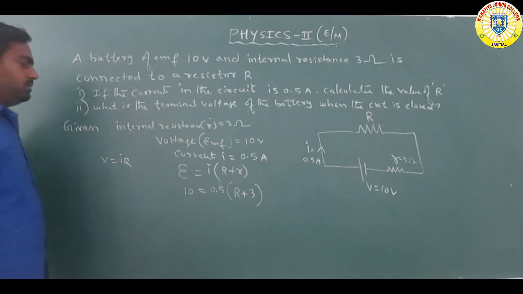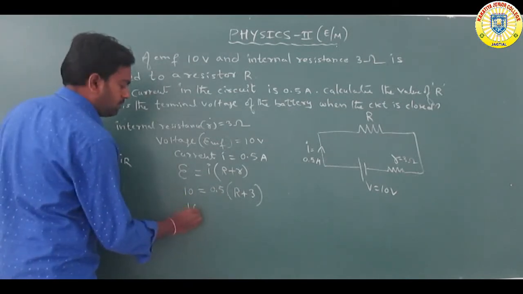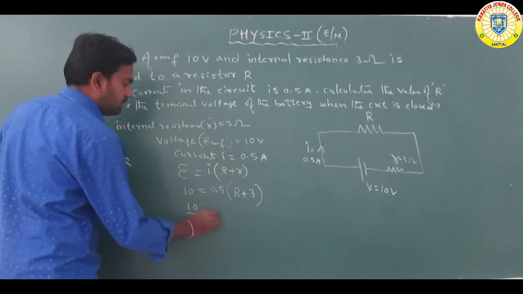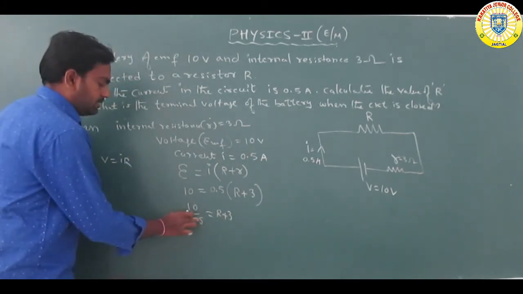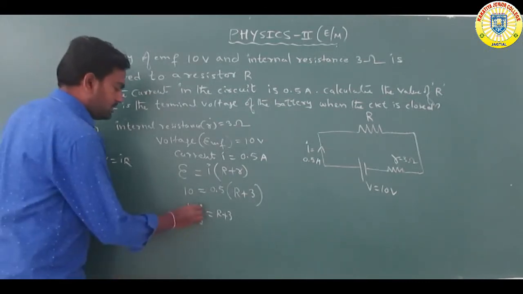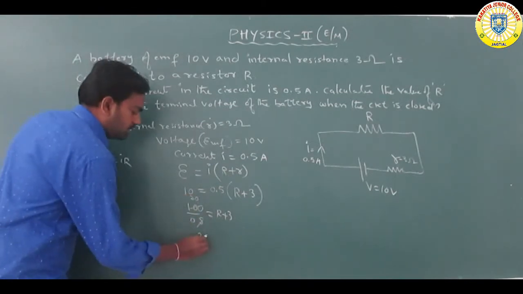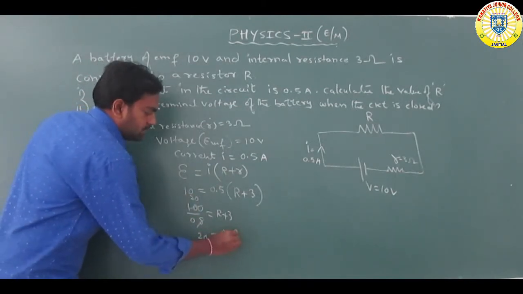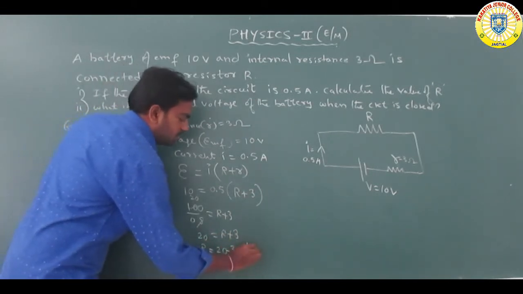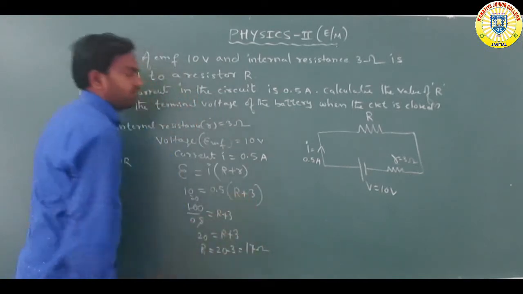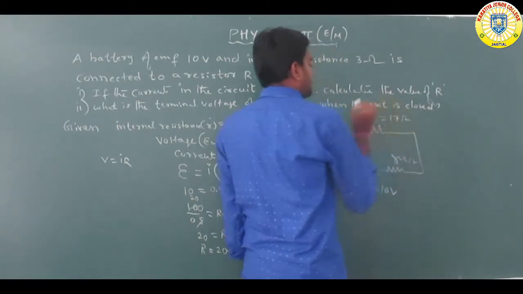Now 0.5 is taken to the other side. So 10 by 0.5 is equal to R plus 3. The decimal point cancels, so we get 100 by 5, which is 20. So 20 is equal to R plus 3. R is equal to 20 minus 3, which is 17 ohms. So the R value is 17 ohms in the circuit.